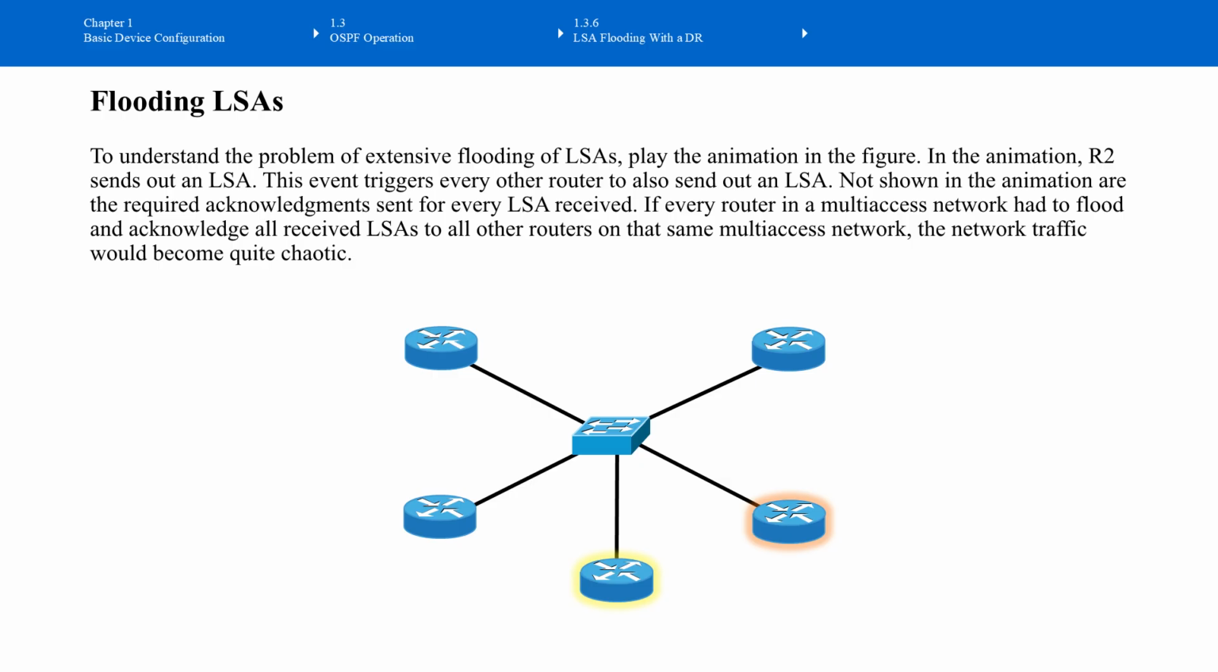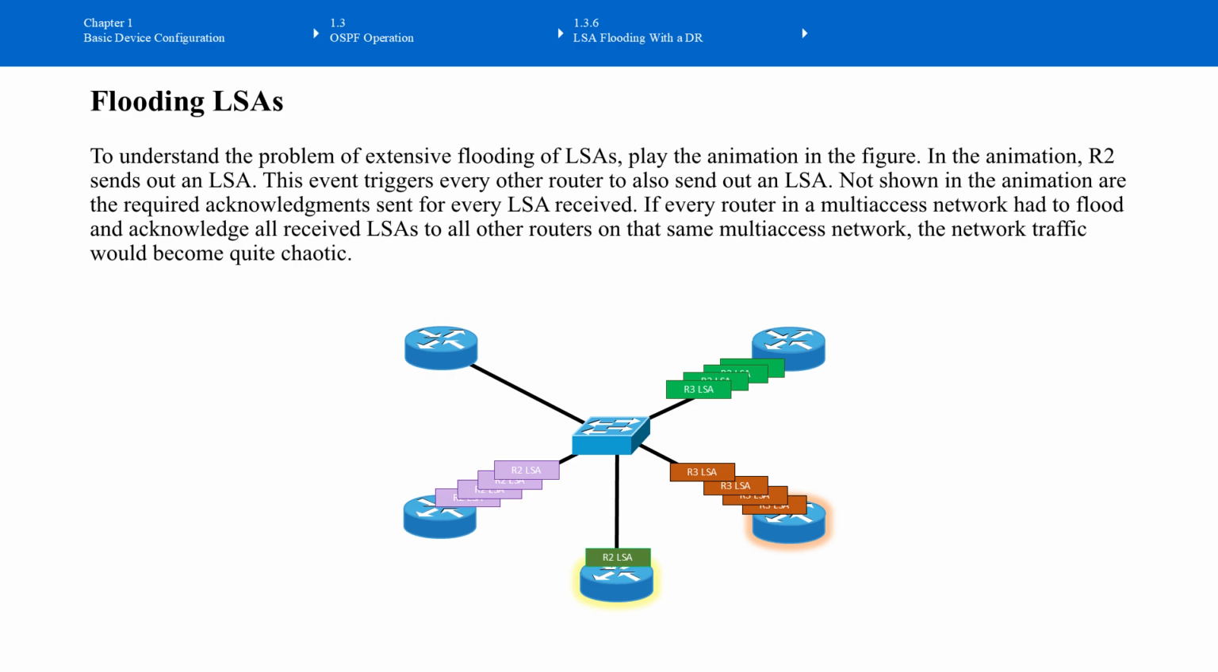R2 creates a new link state advertisement describing the topology change. And then the next step, R2 flushes the LSA. R2 flushes its LSA onto the Ethernet network. Every router connected to that LAN receives the update. All routers now have a copy of R2's LSA. At this point, each router knows about the R2 topology change.